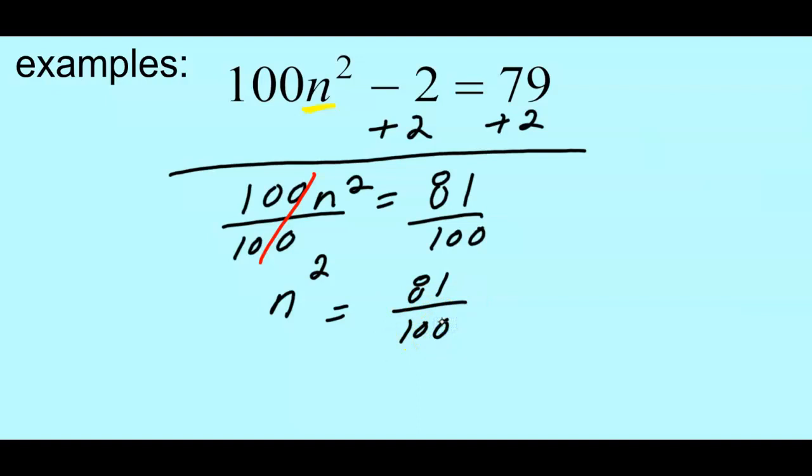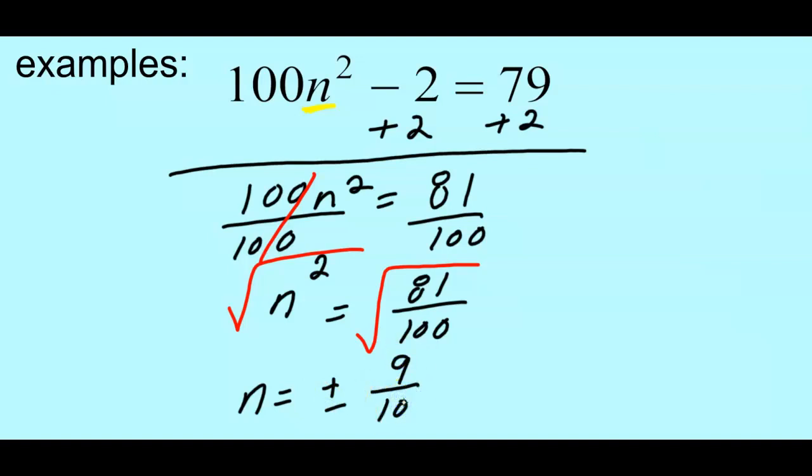So I've isolated my variable that's being squared. The next thing you're going to do is take the square root of both sides because you want to undo the power of 2. These things are inverse operations. Raising something to the second power and taking the square root undo each other just like addition and subtraction undo each other. So if you do it to one side, you want to do it to the other. So then I get n equals plus or minus. The square root of 81 is 9, and the square root of 100 is 10. So plus or minus 9 over 10.